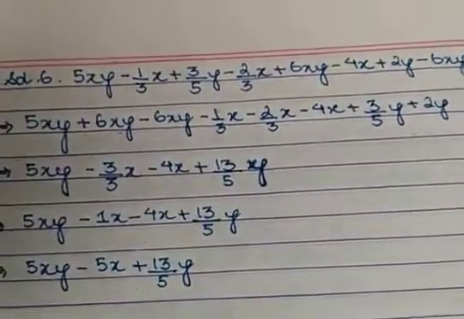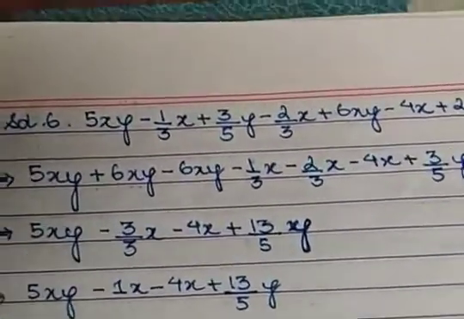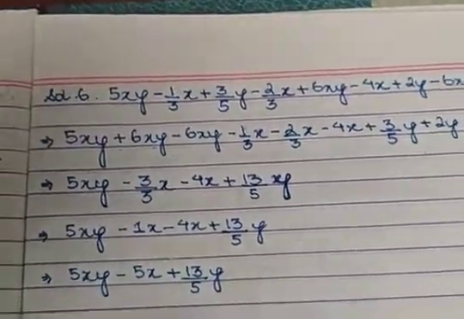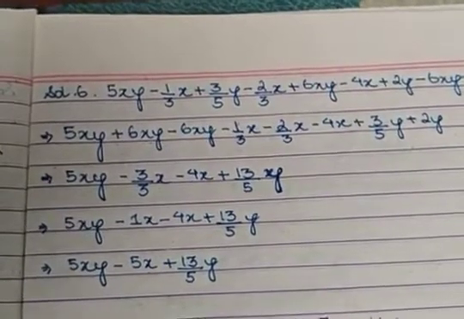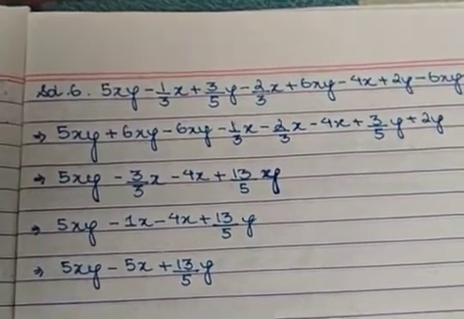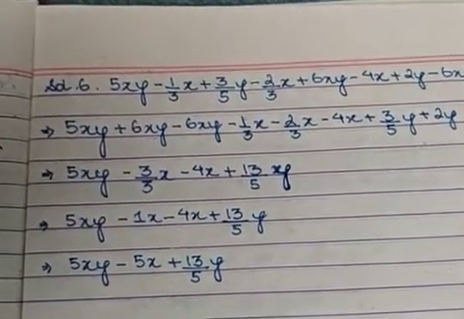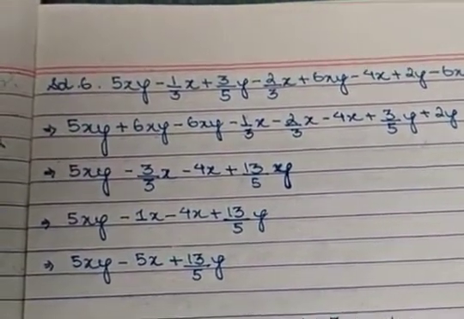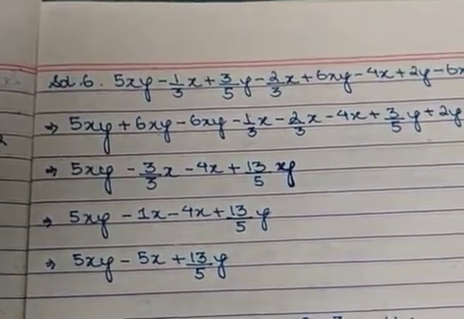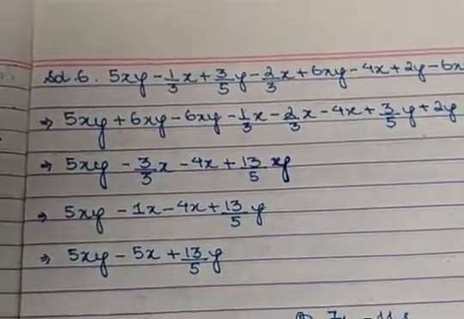Okay, now moving on to the next question. What we have in the next question is, again, addition and subtraction of the terms. The terms are given in mixed form, so some are given in fractional form, some are in whole number form, isn't it? And we need to arrange the terms as well. That means we need to sort out the like terms.